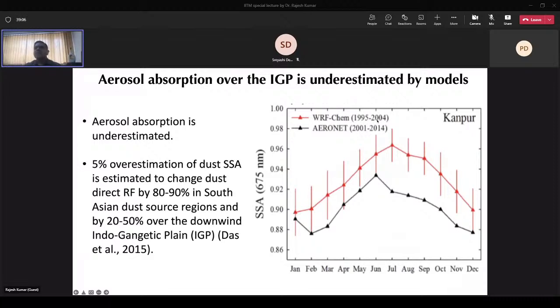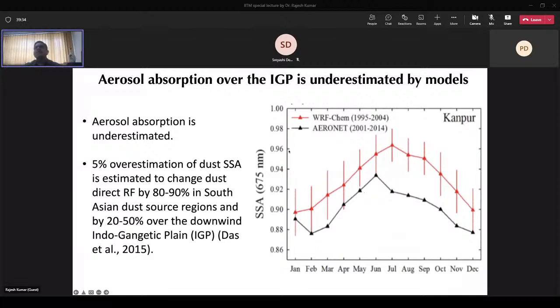This was from a previous study, and we compare the single scattering albedo from WRF-Chem with the AERONET observations of AAOD, single scattering albedo in Kanpur. And you can see that there is a large overestimation of single scattering albedo by the WRF-Chem model. And the radiative effects of aerosols are strongly sensitive to errors in single scattering albedo.